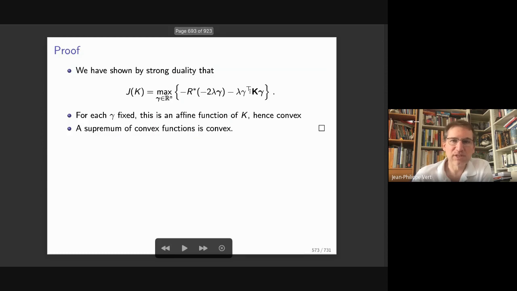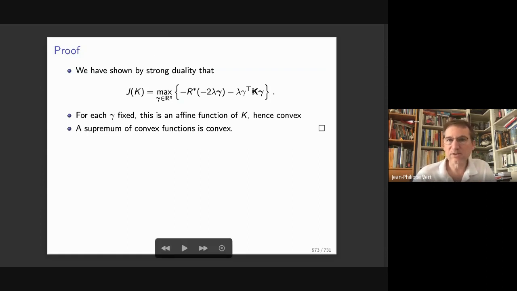Now, in the dual, the kernel just plays a role in the second term, which is a quadratic function in gamma. So this means that if you change the kernel, you don't change R star, you still optimize over the same space, which is the n-dimensional vectors. The only thing you change is the second term, the minus gamma transpose K gamma. And so now we have to think, how does that depend on K?